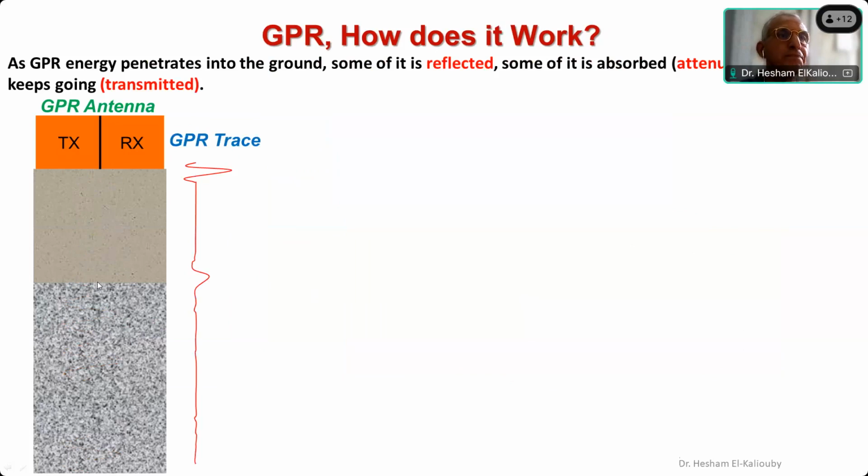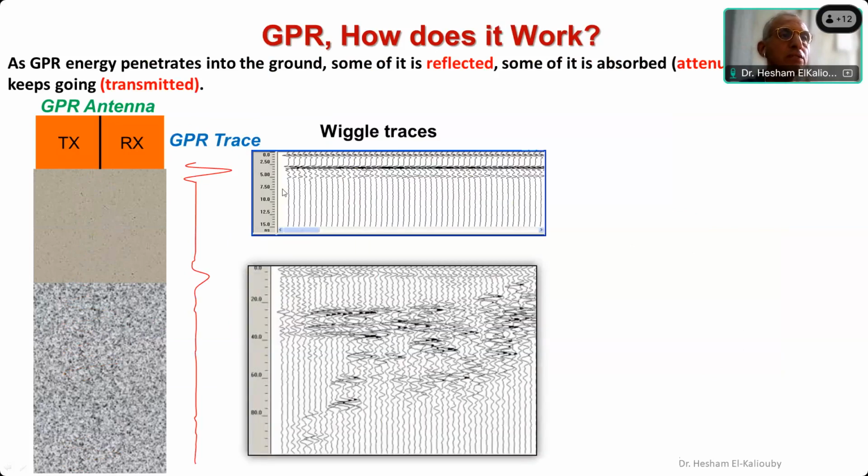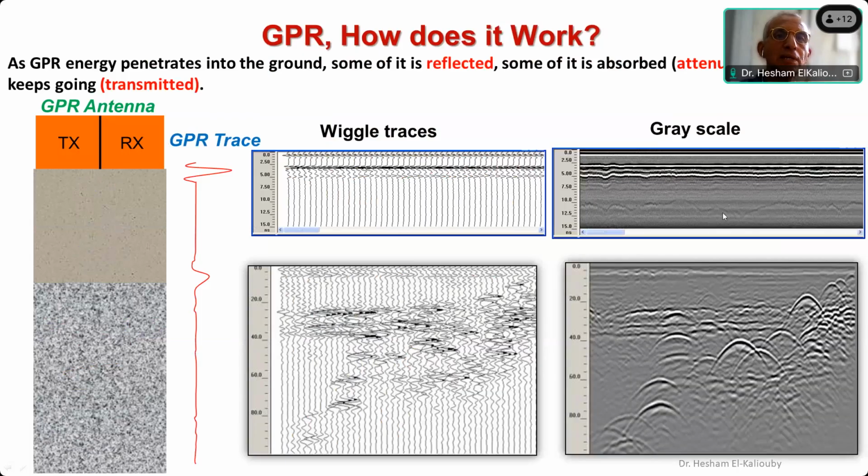We record these traces next to each other in what we call a wiggle trace, but sometimes it's difficult to see all the traces this way. So we tend to use a grayscale like this one, or sometimes a colored scale, just to help us see the different contrasts much more easily. This is how we can display the radargram or the traces of the GPR.